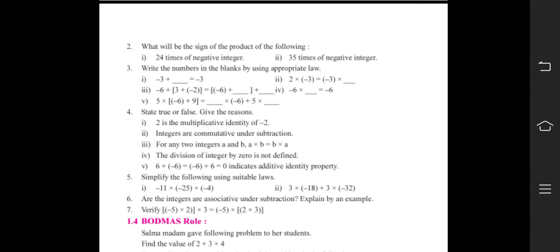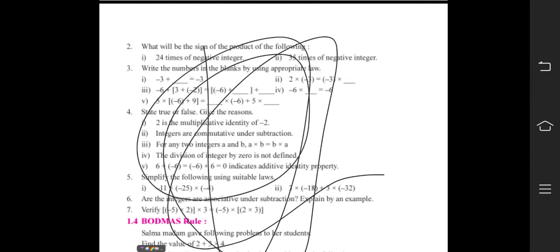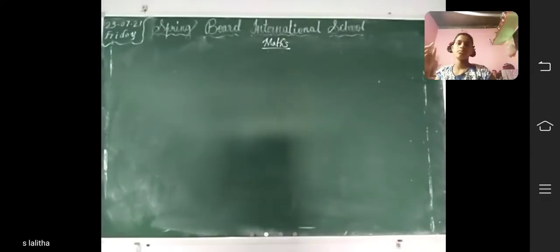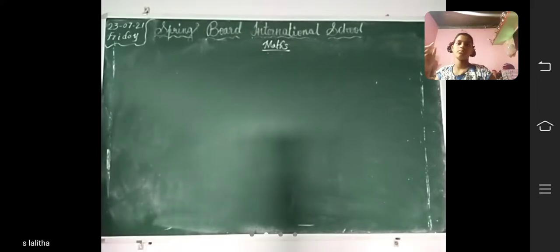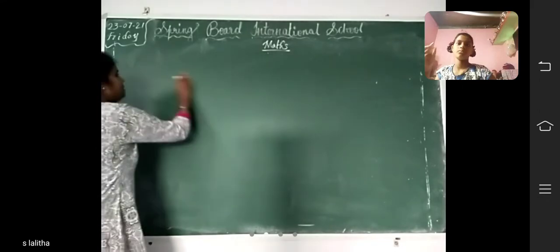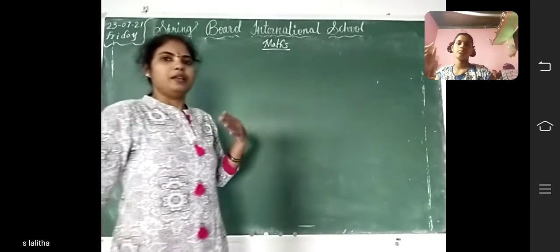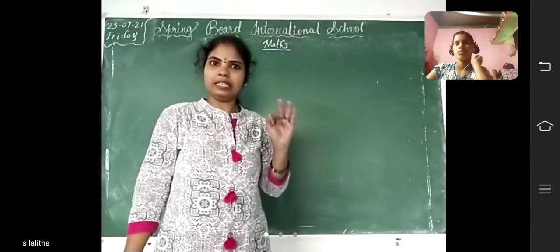We have completed up to the 5th question. Now see the 6th question, children. All the integers are associative under subtraction. Explain by an example whether the integers are associative under subtraction or not. Associative means how many numbers do you have to take? You have to take 3 integers.